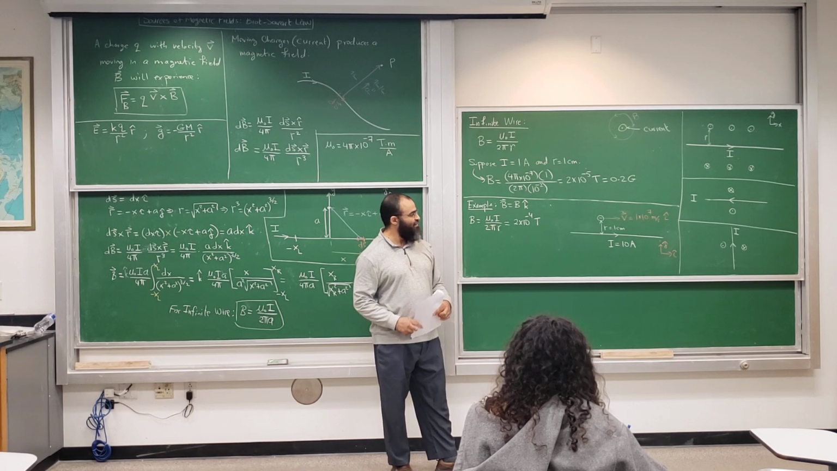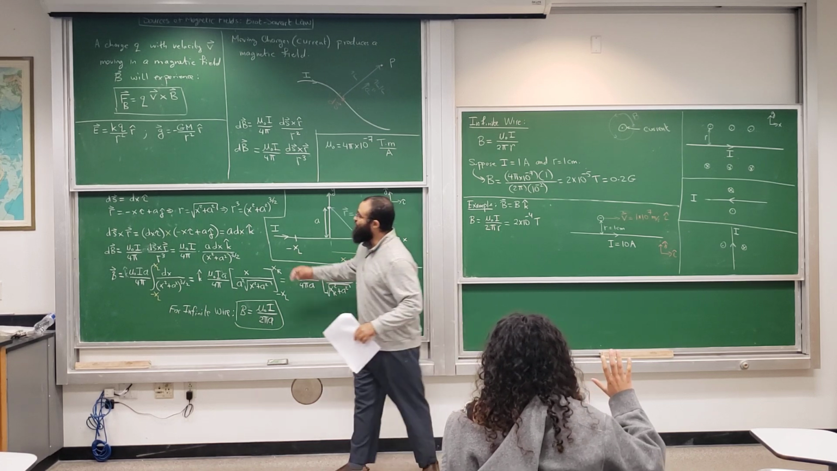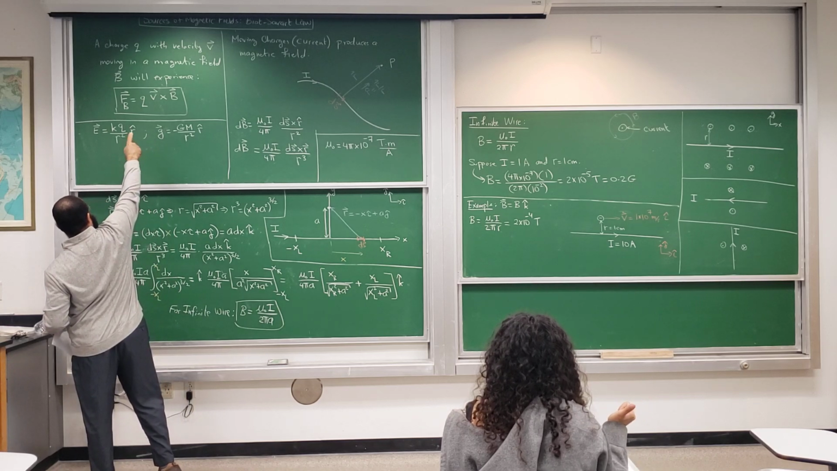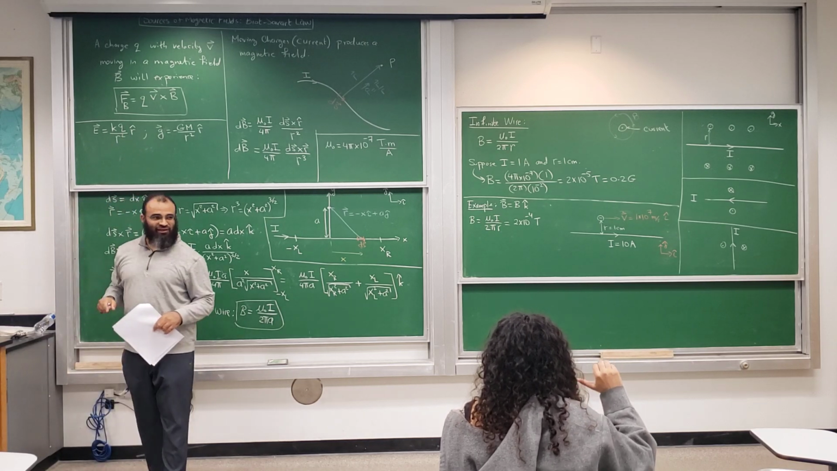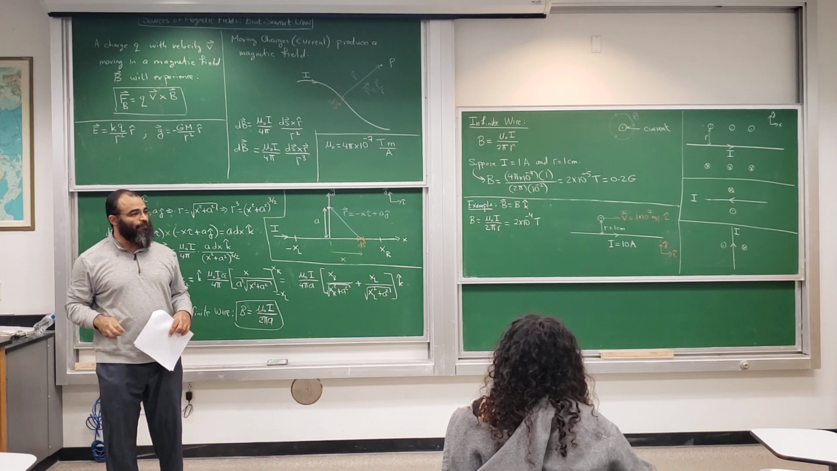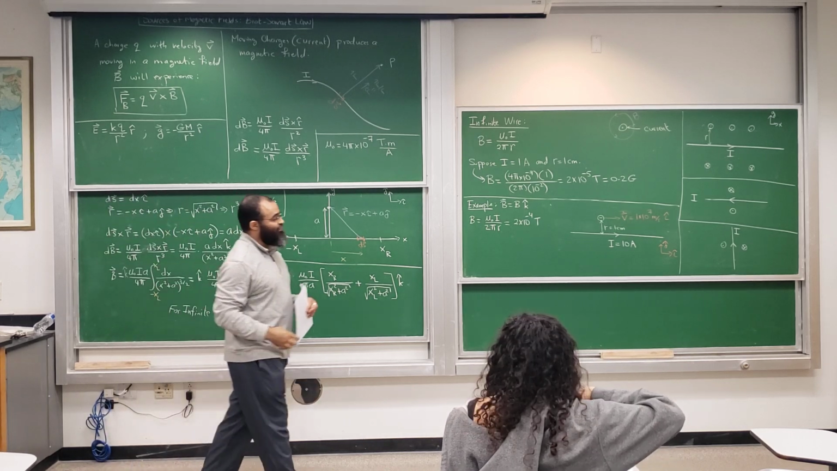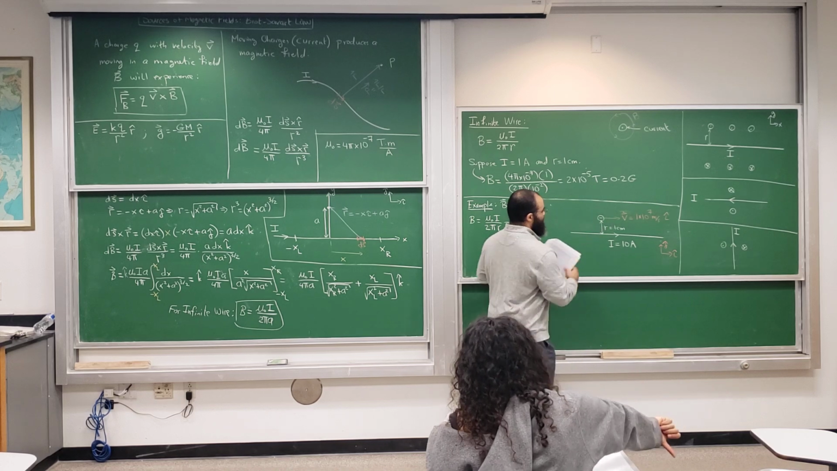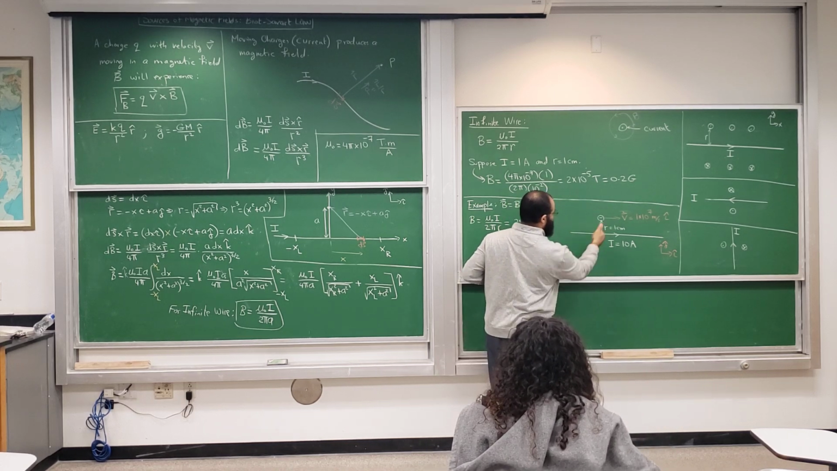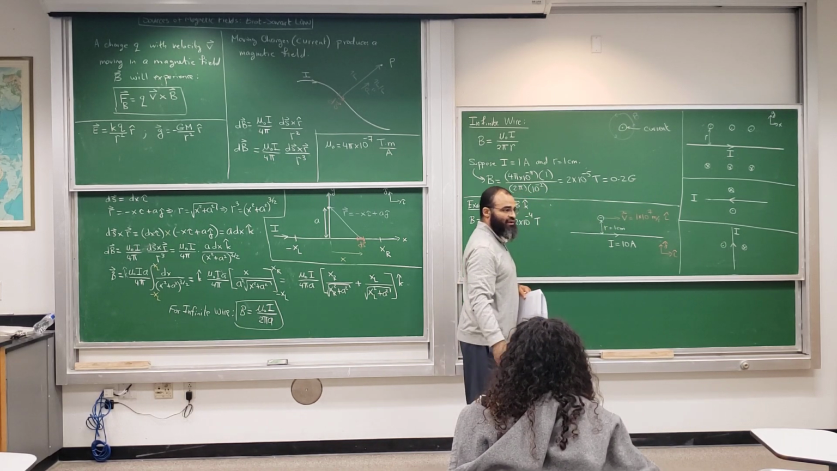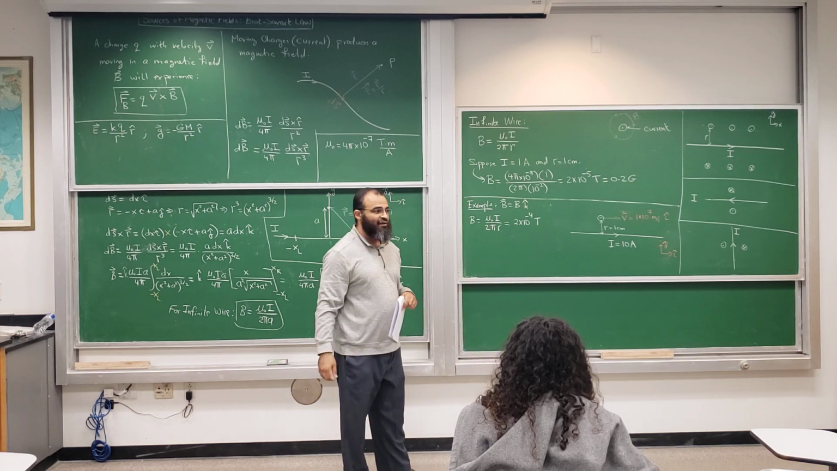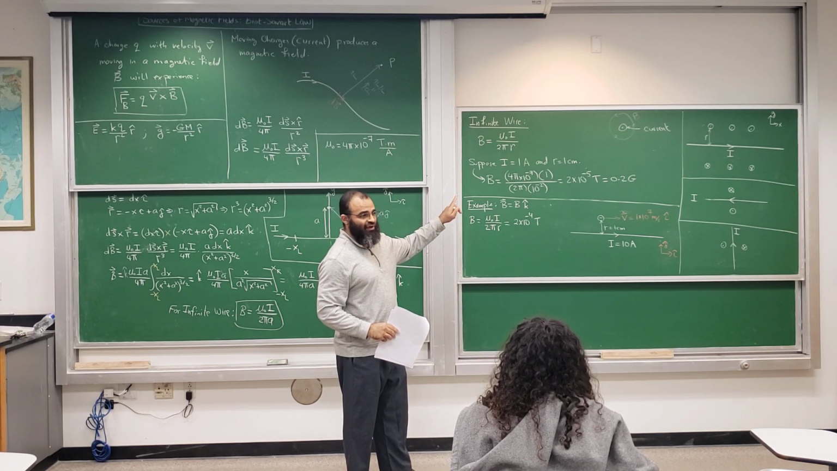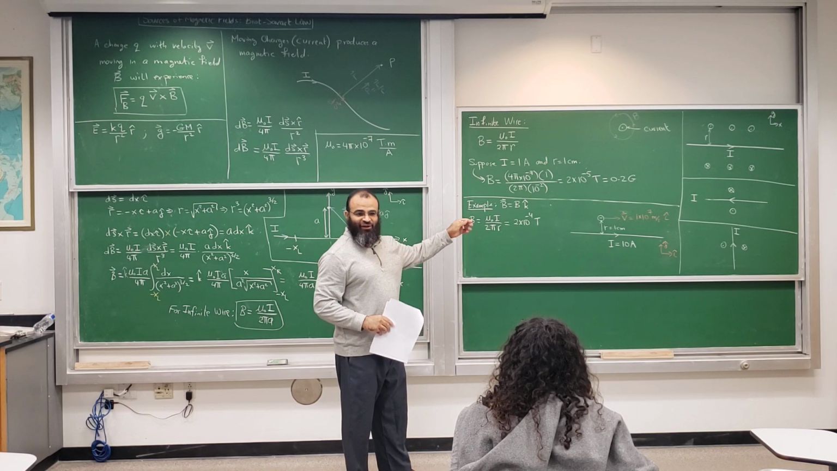What do you need to do to find the force? You do v cross B, and then you look at the charge. The charge is negative, right? It's an electron. So v cross B will be down, but the charge is negative, so the force would be that way. So the magnetic force would actually be upward, in the positive j hat direction. Let the math do the job.